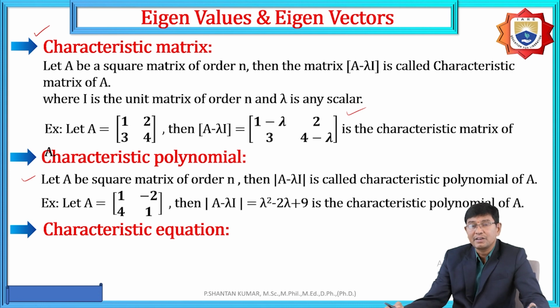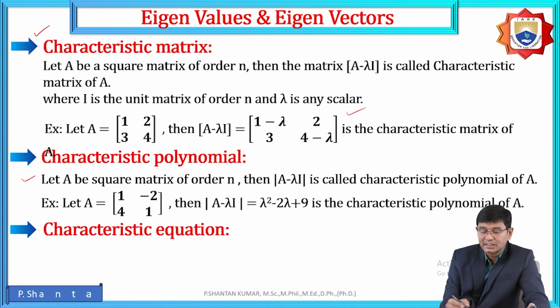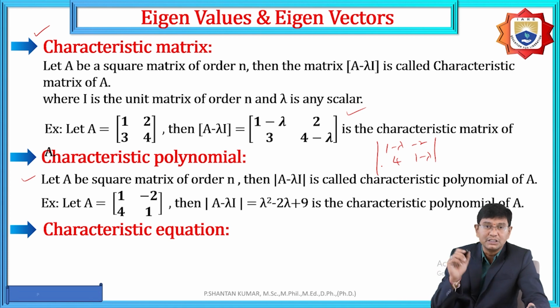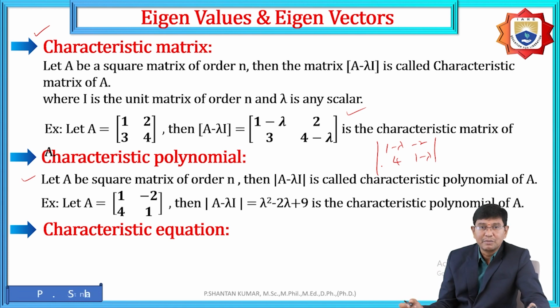That means determinant of A minus lambda I. As we know, the matrix A minus lambda I is 1 minus lambda, minus 2, and 4, 1 minus lambda. This we need to find the determinant of. As we know, the 2 by 2 determinant is AD minus BC. Therefore, with the help of AD minus BC, we obtain a polynomial, and this is called the characteristic polynomial.